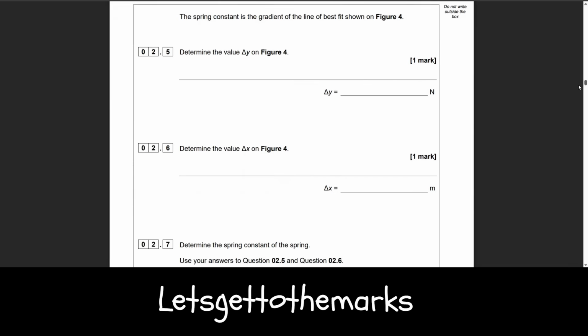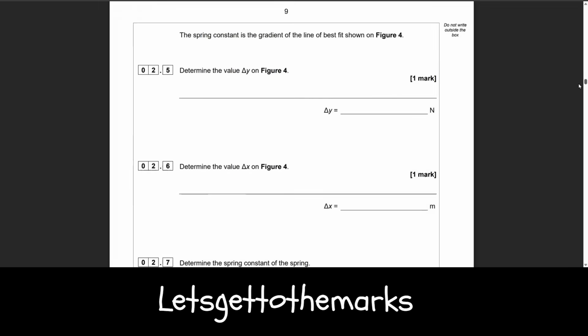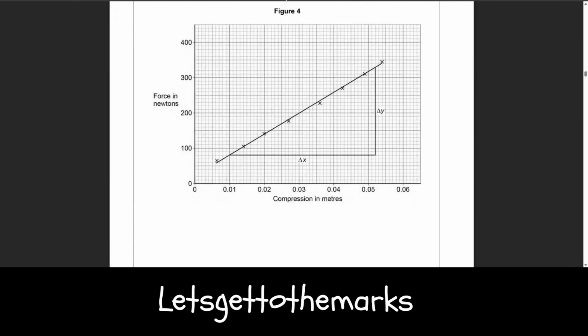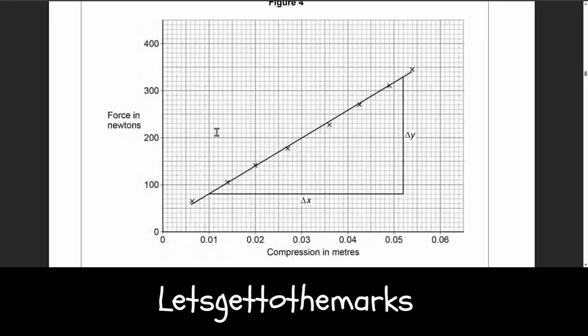So we need to read the graph carefully and then determine the spring constant and give your answer to three significant figures for 2 marks. So it should be nice and easy. We just want Y and X. Let's go and do that first of all. You could pause the video now and have a go. I've enlarged it for you. Let's go. Okay.